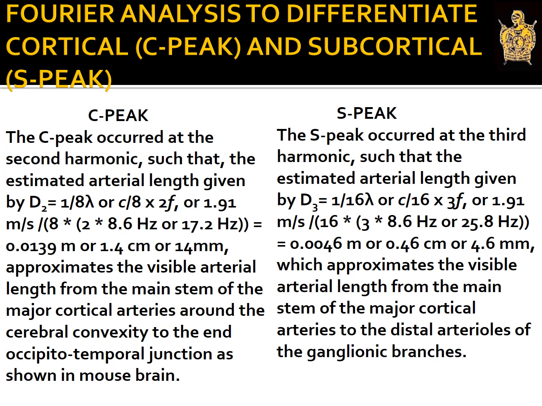The S peak occurred in the third harmonic from about an arterial length of 4.6 millimeters at a frequency of 25.8 Hz, which would correspond to the ganglionic branches in the mouse brain.